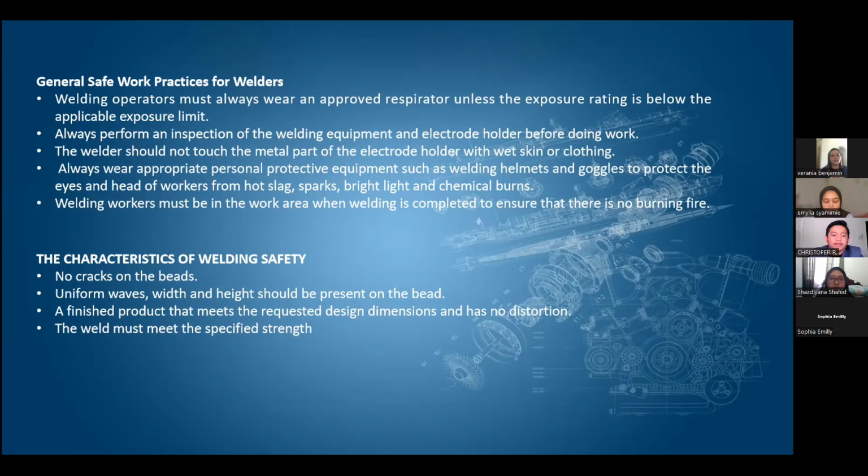So, the characteristics of welding safety. First is no crack on the blade. Second is a uniform wave, and width should be present on the bead. Fourth is a finished product that meets the requested design and dimension and has no restriction. The last one is the weld must meet the specified strength.